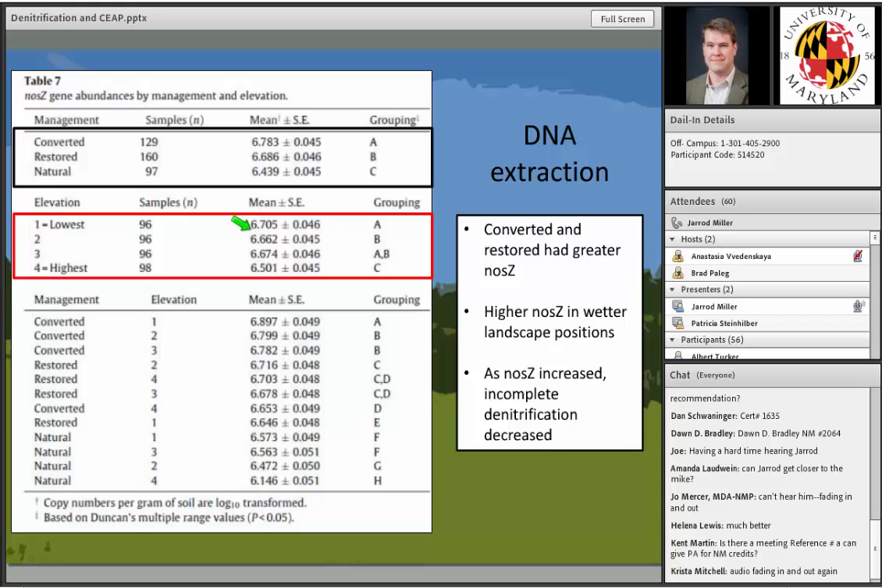When you split these out, when you match the management with the elevation, you see what actually still dominates it is, even though converted is drier overall, it still had a higher count than the wetter restored and natural sites. So even though we consider moisture to be the most determinant factor in denitrification, in these systems that we were looking at, it was actually the nitrate concentration that seemed to be driving enzyme production.